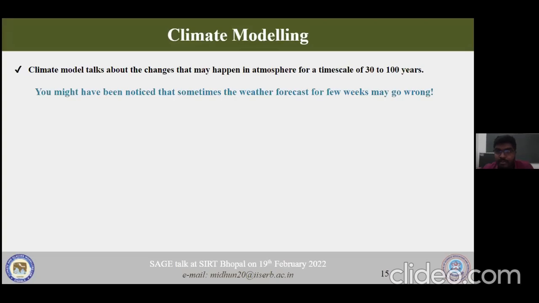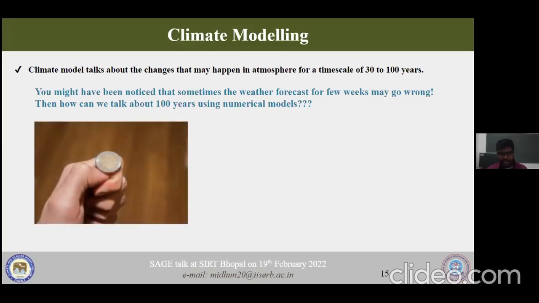How can we talk about 30 to 100 years? You might have noticed that sometimes the weather forecast for a few weeks may go wrong, right? So how can we talk about 100 years using this model? And how can we actually rely on that? How can we believe that this is going to happen?